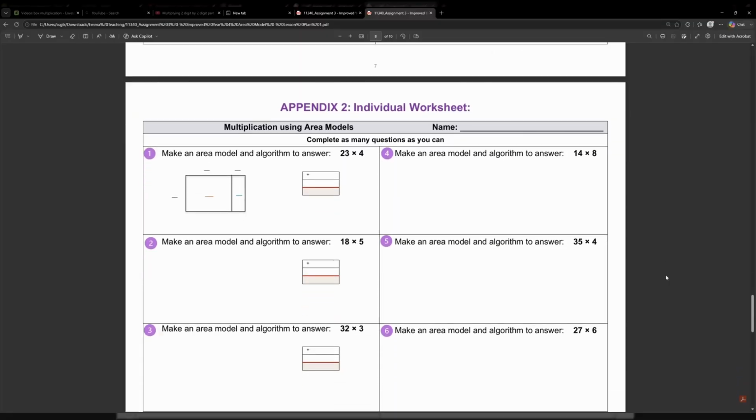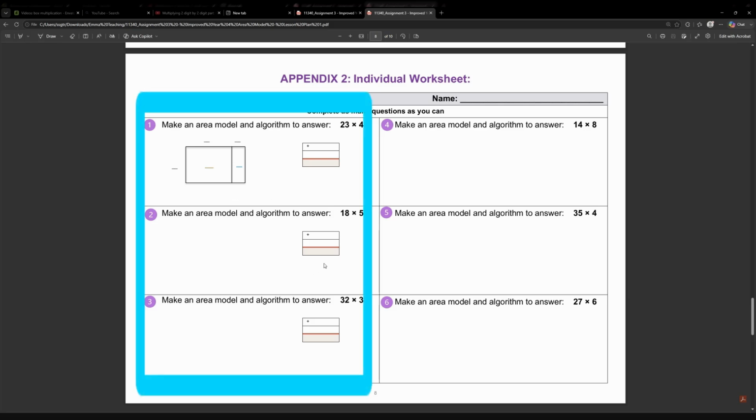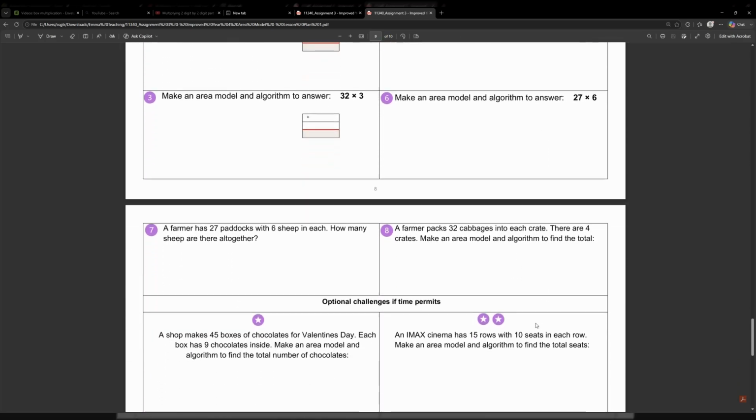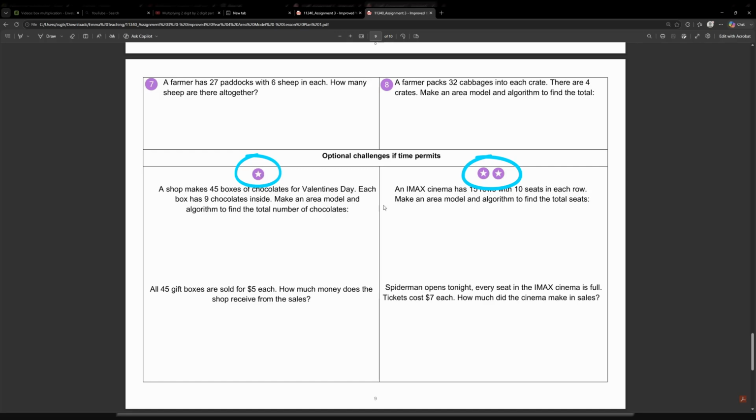The You Do section in Lesson 1 is an independent worksheet, which is clearer and has a larger area for working out than the original. It has 3 number sentences that come with provided algorithm and model scaffolds. It has 3 number sentences without these scaffolds and 2 worded problems. In addition, there are 2 optional extension questions on the second page.